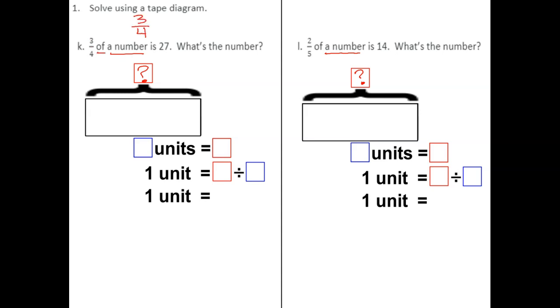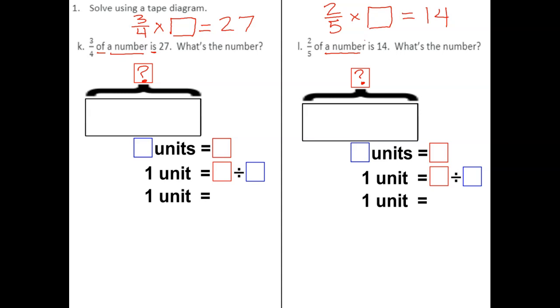We said of equals multiplication, a number. So that's what we're looking for. 3/4 of a number. We don't know what the number is. The word is equal to our equal sign. And they give us the answer. So 3/4 of a number is 27. Here we have 2/5 of a number is 14. All right, so basically we're going to have to work backwards.